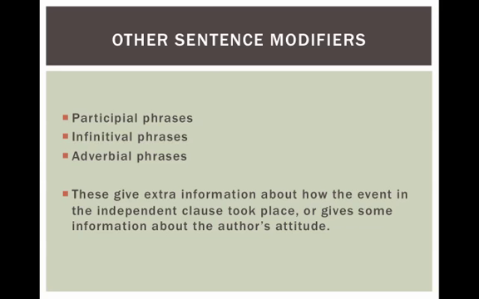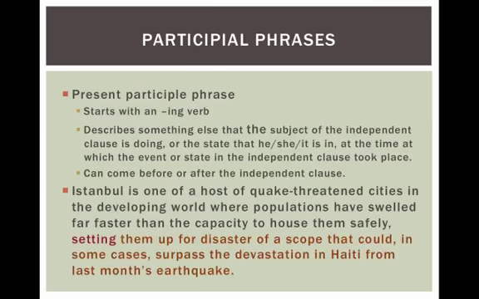So these are the other sentence modifiers that we looked at: participial phrases, infinitival phrases, and adverbial phrases. They give extra information about how the event in the independent clause took place, or is taking place, or will take place, or they give some information about the author's attitude. So let's take a look at some examples. Participial phrases. We're starting with the present participle phrase. These are the ones that start with the verb ending in ing.